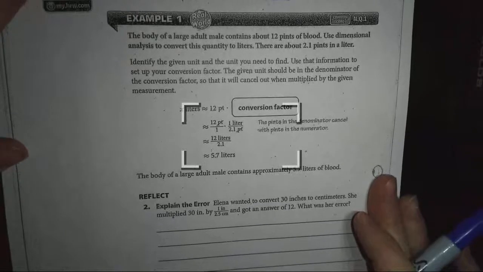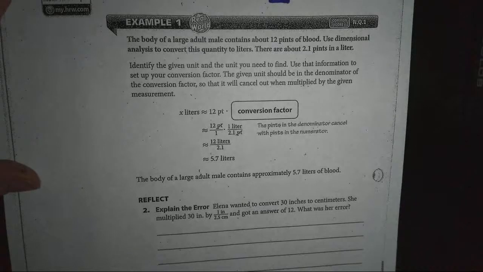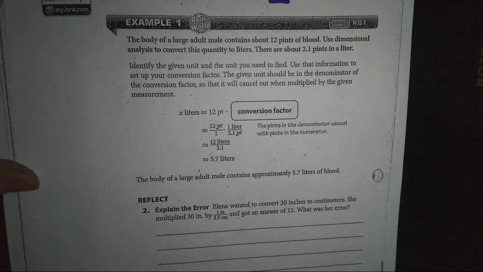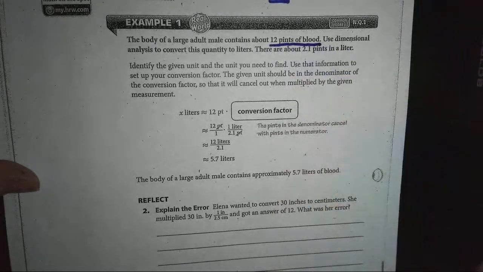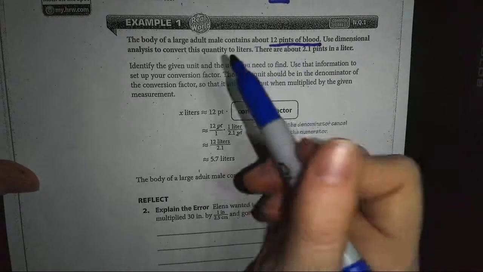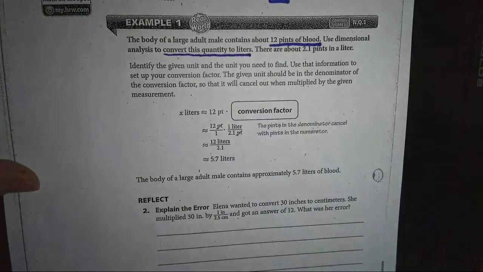Here we have an example. It says the body of a large adult male contains about 12 pints of blood. Use dimensional analysis to convert this quantity to liters. There are about 2.1 pints in a liter. Okay, so the first thing we need to do is decide what are we given and what do we need to find. Now, we are given an amount of 12 pints of blood. That is our given. And we want to convert this quantity to liters. That is what they are asking us to do.